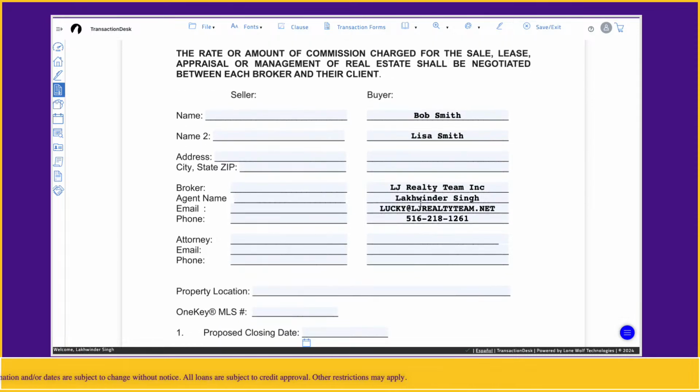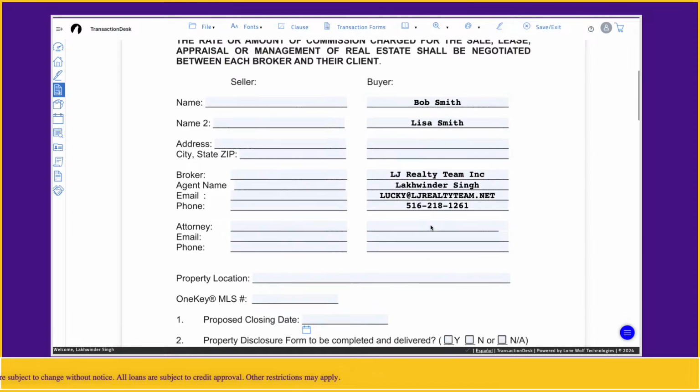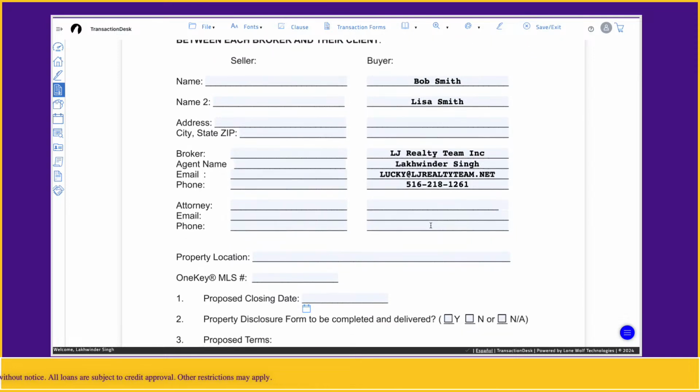We already have your information pulling from MLS. We are putting in an offer. We don't have attorney's information right now, so you can leave it blank.